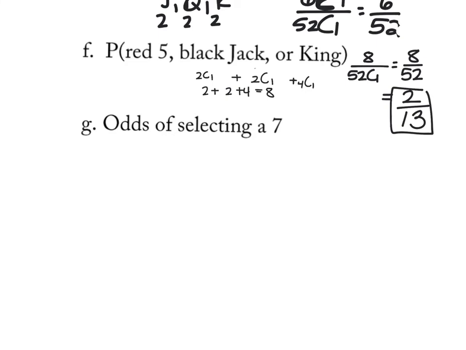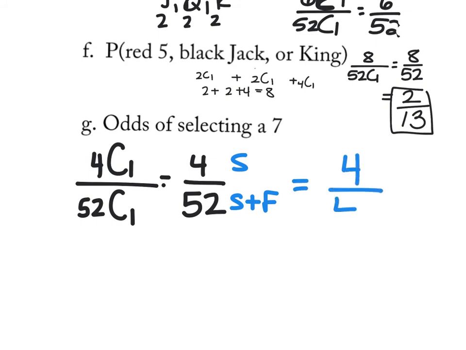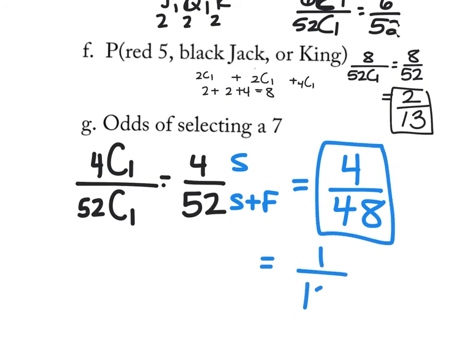Last but not least, odds of selecting a 7. Okay, so the odds of selecting a 7, let's find the probability first and do the odds from there. So the probability of choosing a 7, there are 4 7s in the deck, and we are choosing from 52, so it's 4 over 52. Now let's do the odds from here. Obviously, the 4 would be the success, and this is success plus fails. So 52 minus 4 is 48, which means the odds are 4 to 48. That reduces to 1 over 12.